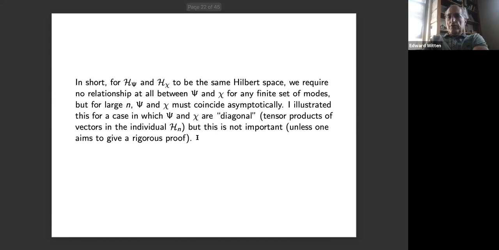Any questions here? We're about to go back to field theory, so this is a good place to stop for questions.